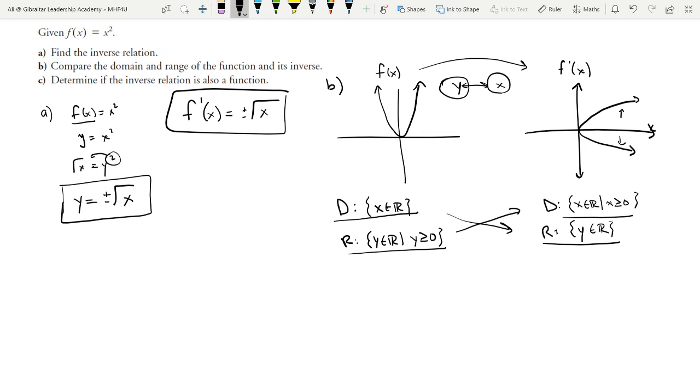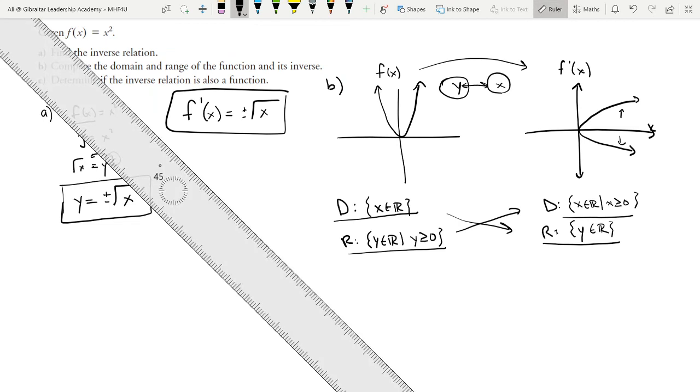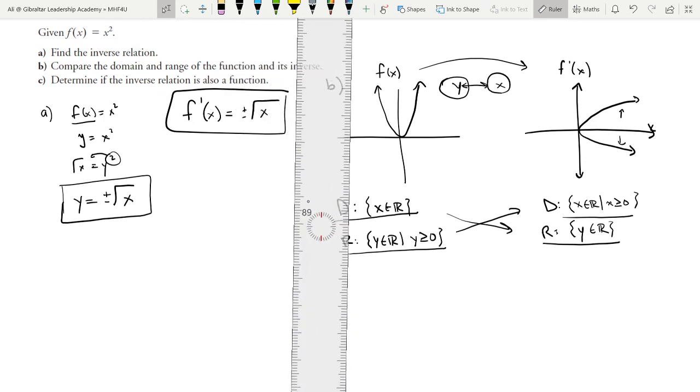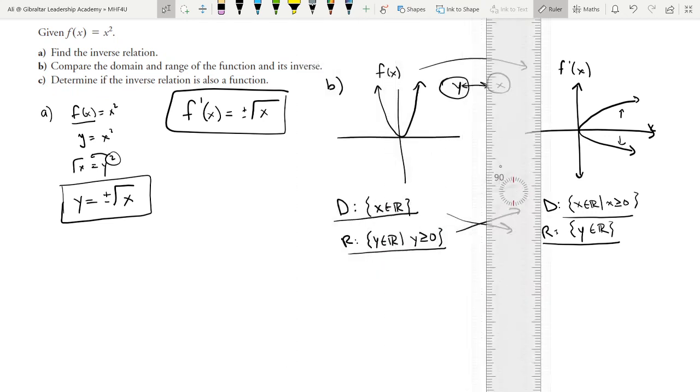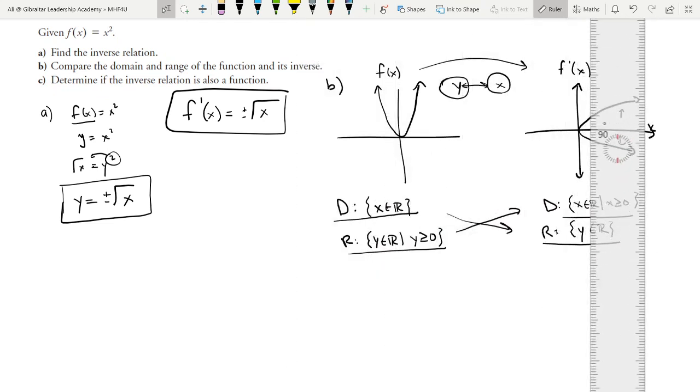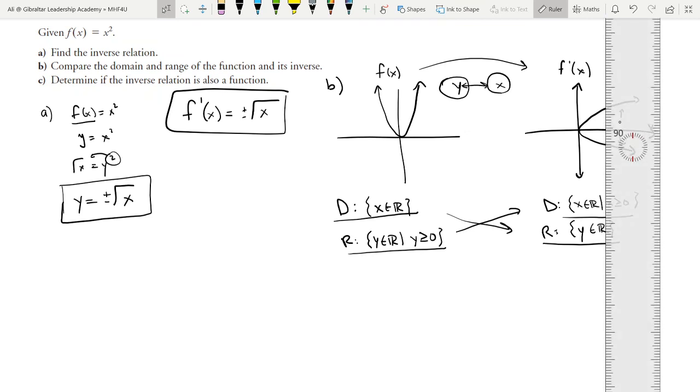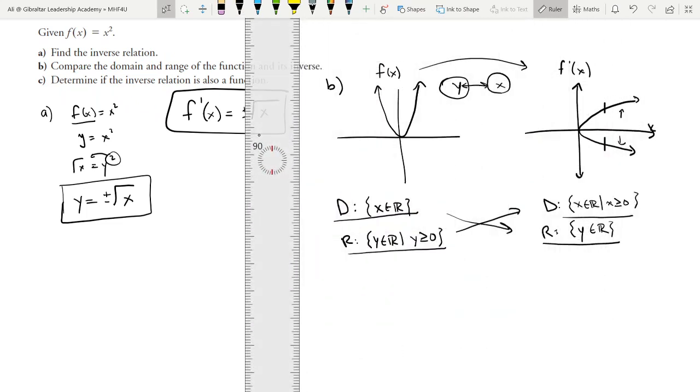Now for part C, determine if the inverse relation is also a function. The easiest way to look at that is using the vertical line test that we talked about in 1.1. Let's get this set up so that it's at 90 degrees. Now, as you can see, the inverse is not a function because it passes through our ruler at two separate points. Therefore, it does not pass the vertical line test, so it's not a function.